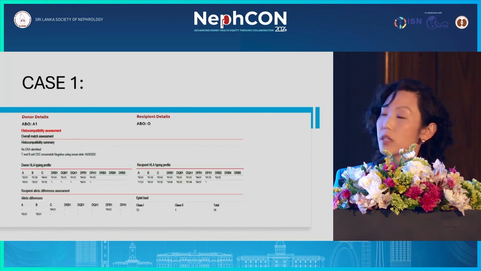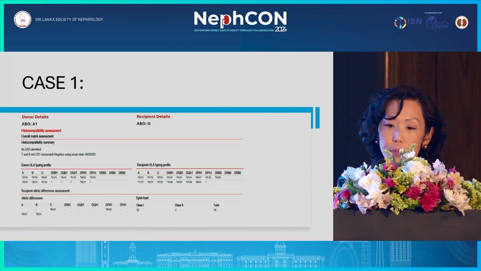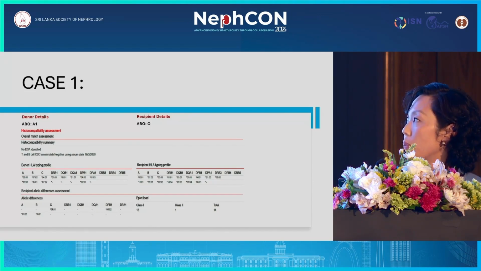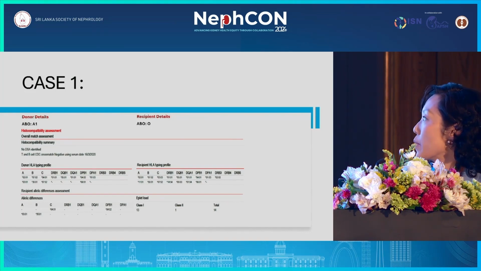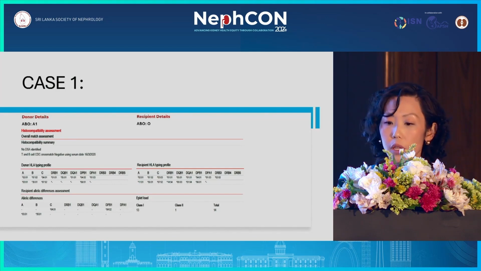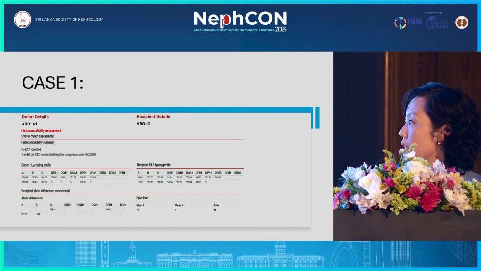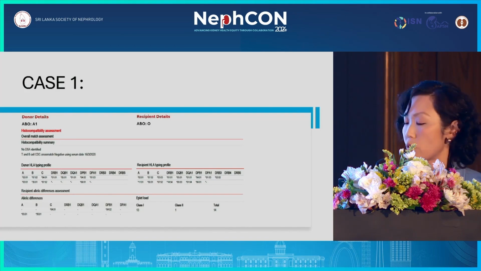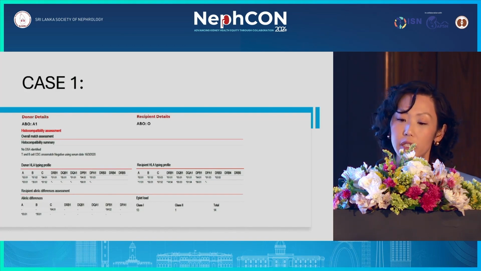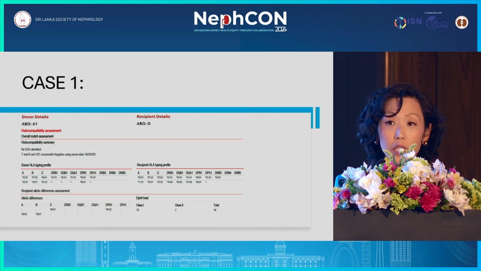This was their match, and perhaps it's a bit small to see, but they are blood group incompatible, the donor being blood group A1 and the recipient being blood group O. There were no donor-specific antibodies identified, and the T and B cell cross-match was negative. This part shows the donor and recipient HLA typing, and at the bottom part of the screen, you can see the allelic differences. And as expected, they're a haplotype match, as they are father and son.